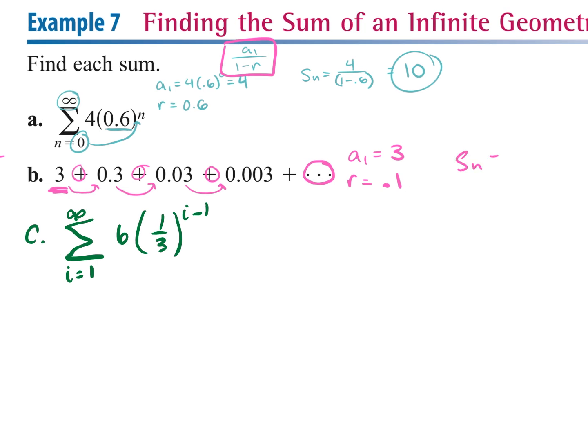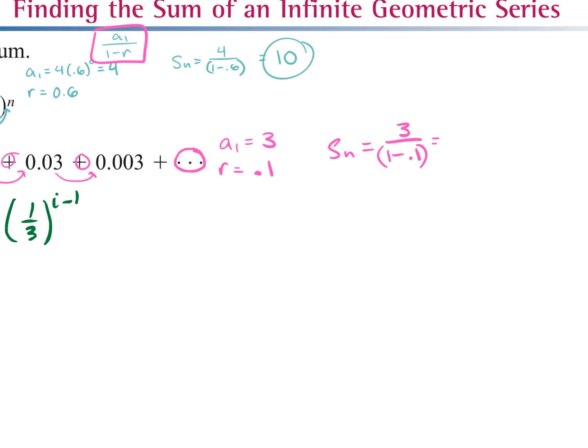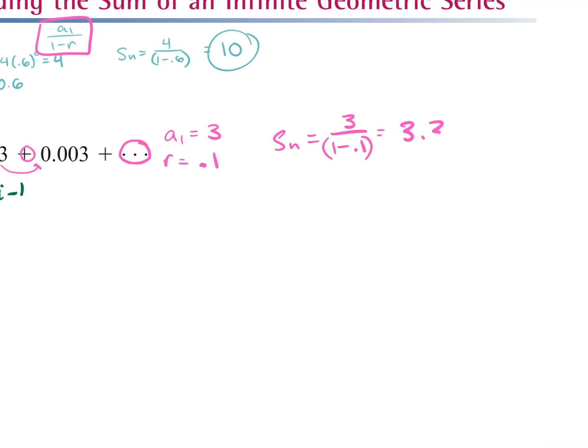So let's plug this into our formula. So our sum is our first term, 3 over 1 minus 0.1. So when we put this in the calculator, we get 3 divided by, I'm going to put the denominator in parentheses, 1 minus 0.1. We should get 3.3333. Keeps going.